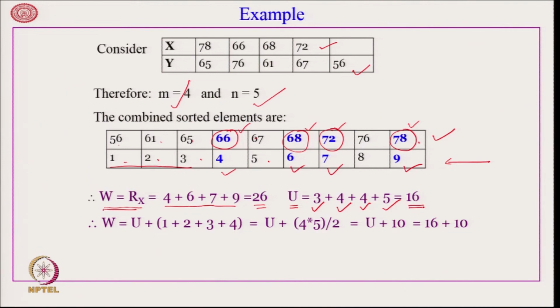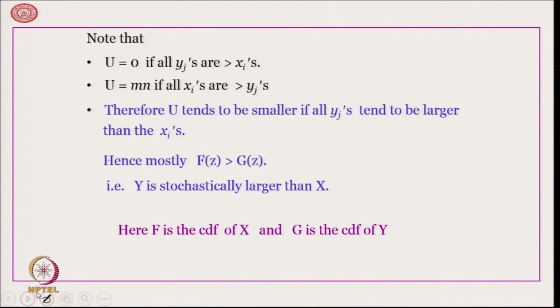Therefore, we can see that W is equal to U plus 1 + 2 + 3 + 4, because the sum of ranks of x elements within themselves is going to be 1, 2, 3, 4, that is, U plus 4 times 5 by 2, which is equal to 10, therefore, 16 plus 10. Hence, we verify the relationship between W and U, that W = U + m(m+1)/2. Now, note that U is equal to 0 if all y_j's are greater than x_i's.